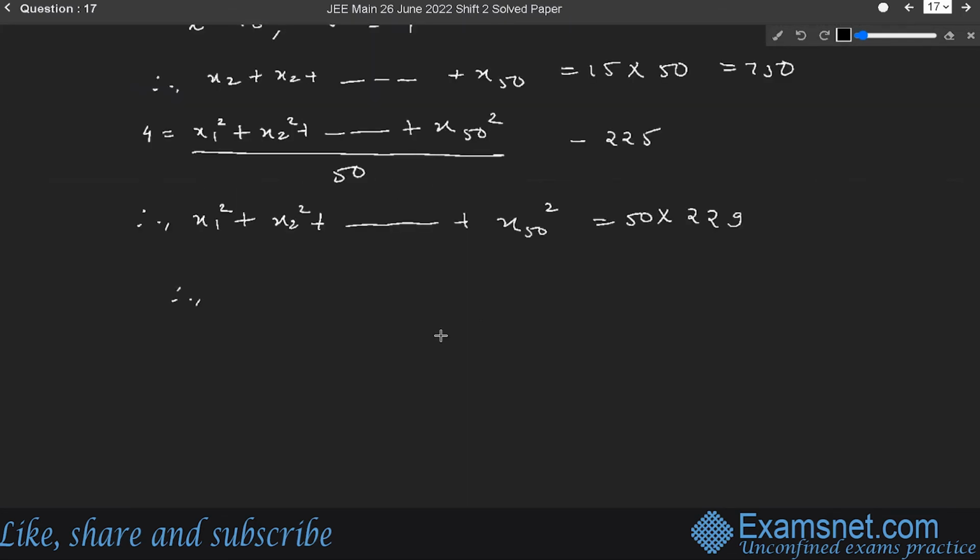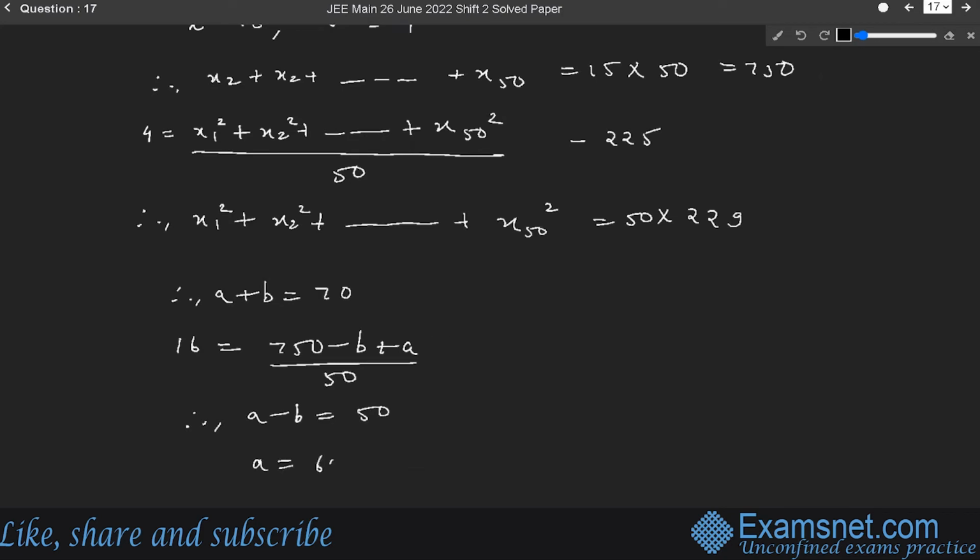Now, let A be the correct observation and let B be the incorrect observation. Therefore, we can say that A plus B will be equal to 70. And we know that 16 is equal to (750 minus B plus A) upon 50. Therefore, A minus B will be equal to 50. It implies that A is equal to 60 and B is equal to 10.